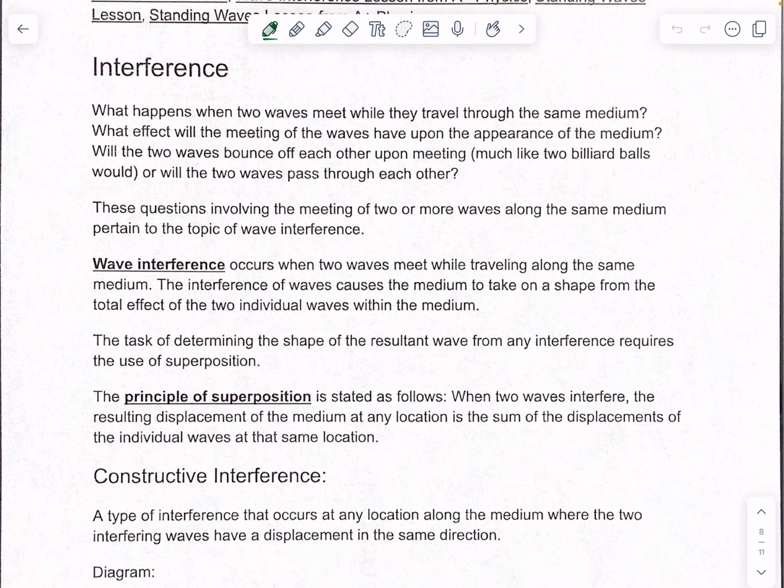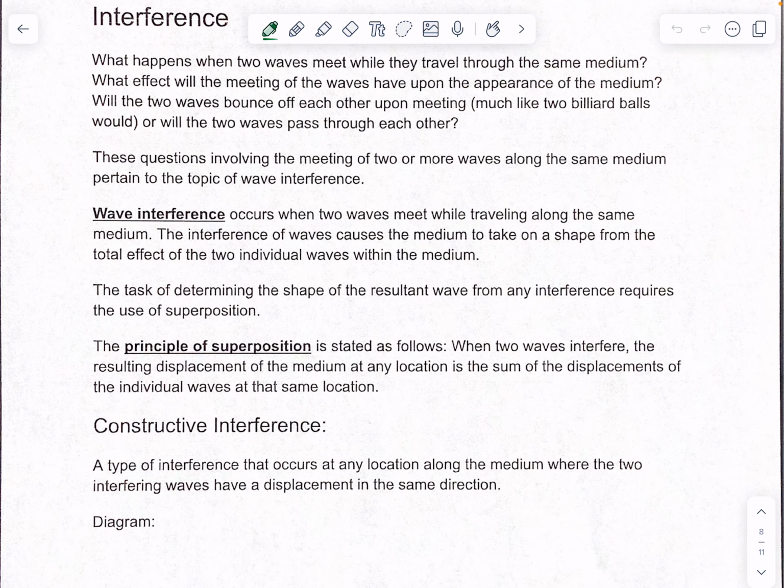We have a term called the principle of superposition. I'm going to read the definition, then I'll explain it more simply. When two waves interfere, the resulting displacement of the medium at any location is the sum of the displacements of the individual waves at the same location. All that means is if you have one wave meeting another wave, once they meet, you're going to add up their amplitudes to each other, which can either make the wave bigger or smaller depending on which way the amplitude's facing, which we'll talk about here in just a second.